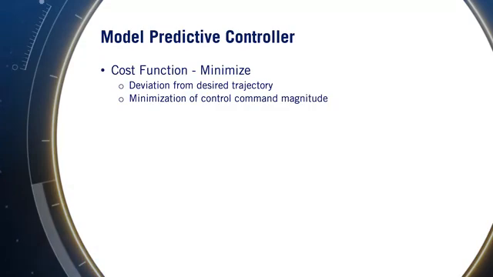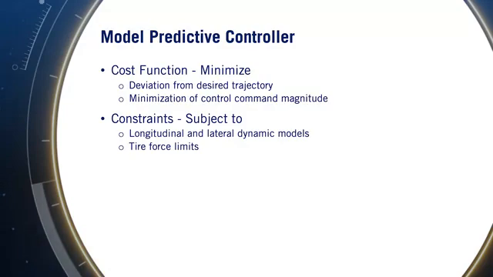First, we define a cost for tracking the desired trajectory, which includes deviation from the desired trajectory and minimization of control command magnitude. Next, we define motion constraints on the vehicle, which rely on the lateral and longitudinal models developed in earlier videos. We also impose maximum limits on the tire forces to restrict them to fall within the linear tire region to avoid extreme responses to controller errors.